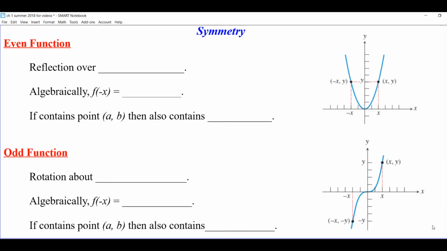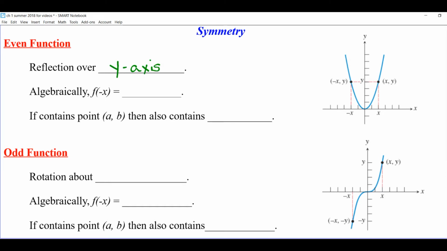In this video, we're going to look at two types of symmetry that functions or relations can have, and that is referred to as even and odd. We're going to focus just on the functions. So the first type that we're going to look at is called an even function. An even function is a reflection over the y-axis.